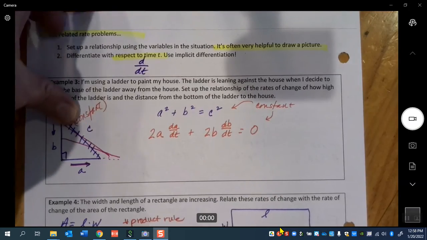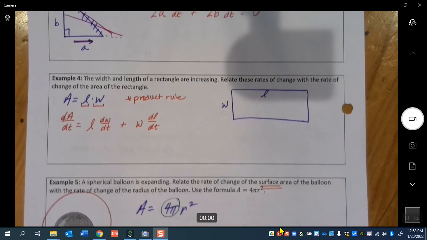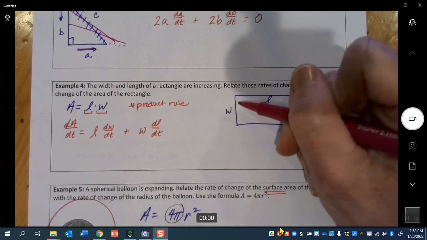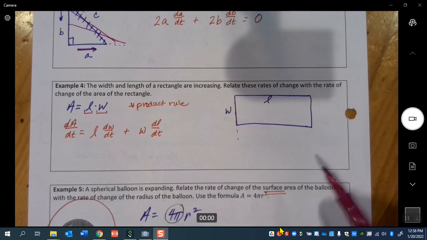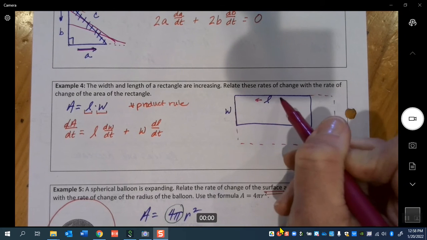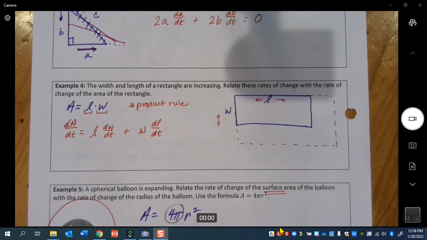All right. Looking at example 4, the length and width of a rectangle are increasing. Relate these rates of change with the rate of change of the area of the rectangle. So when I look here, I can see that my width is going to be getting bigger and my length is going to be getting bigger. So as I look at my rectangle changing, this length is going to be expanding and this width is going to be expanding.